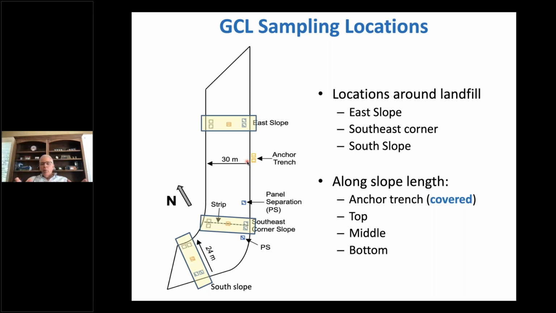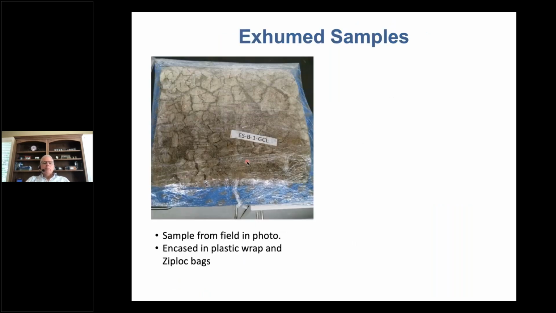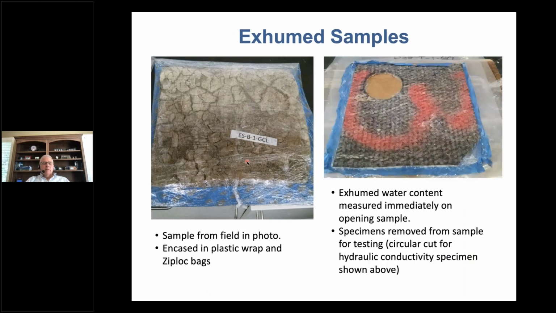The anchor trench is important because it's the only part in the system where the GCL was actually buried. The geomembrane and the GCL were not buried in any other area. Exhumed samples look like this. I show on the left, you can see cracks in the bentonite. They're sealed in plastic, brought back to the lab, opened up, took samples out of those for hydraulic conductivity testing and for other types of properties.